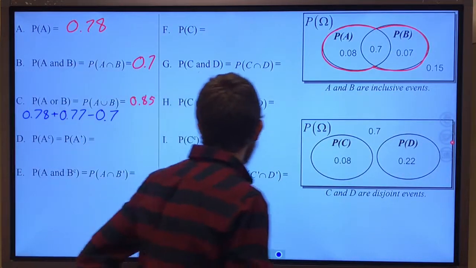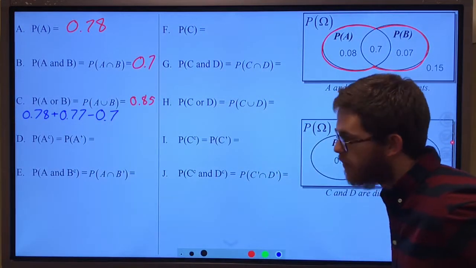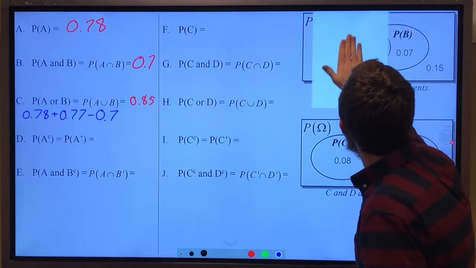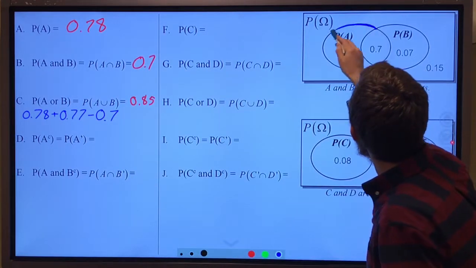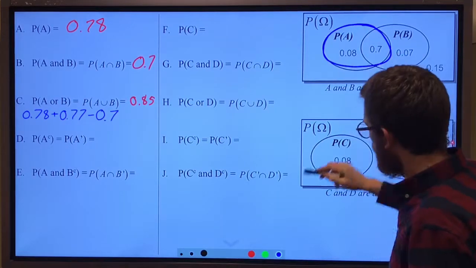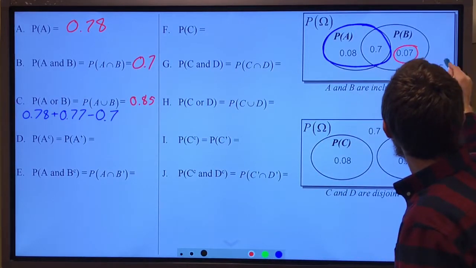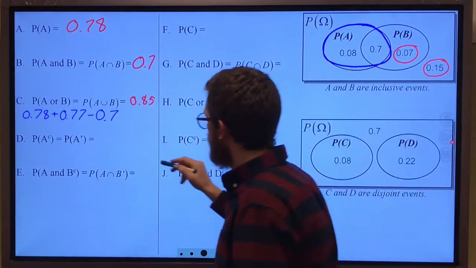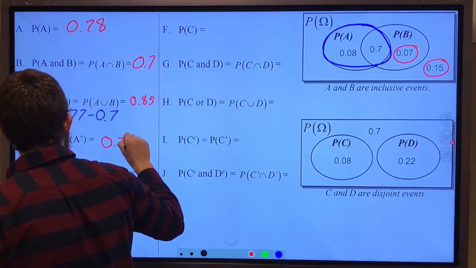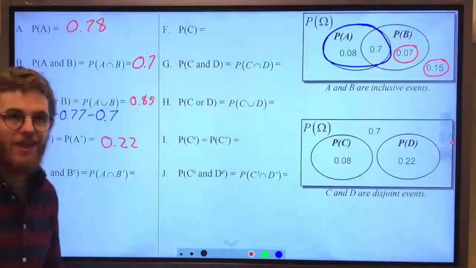Next one, the probability of A complement. Probability of A complement, that's everything not in our A bubble. That includes both of these probabilities out here, so that would mean the probability would be 0.22 when we add those together.